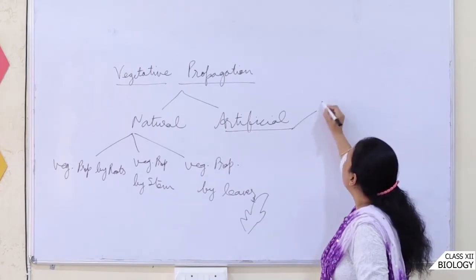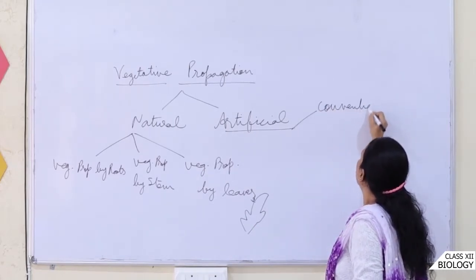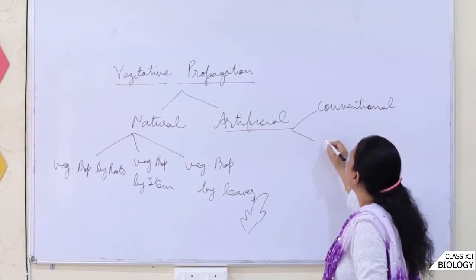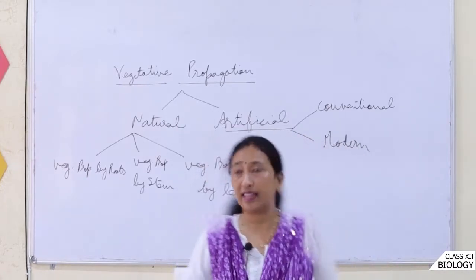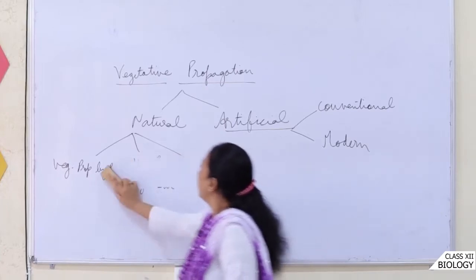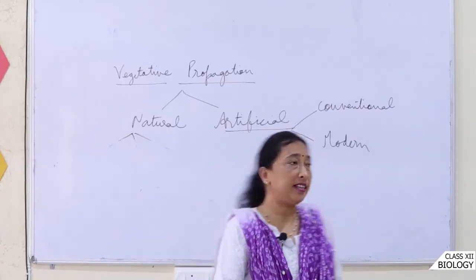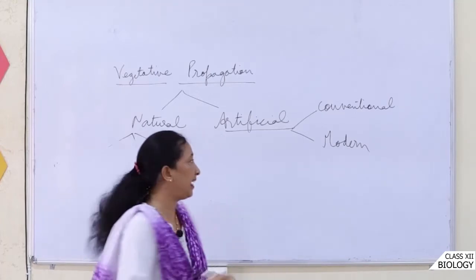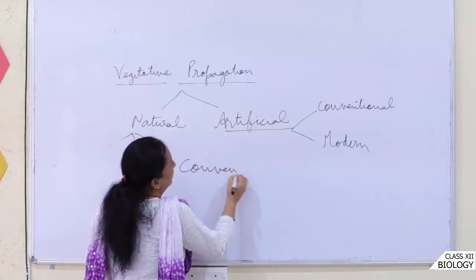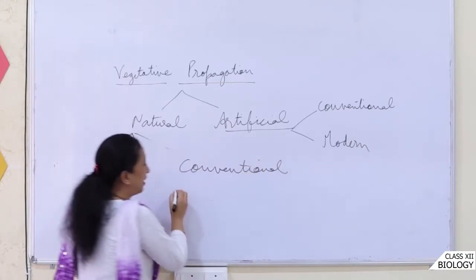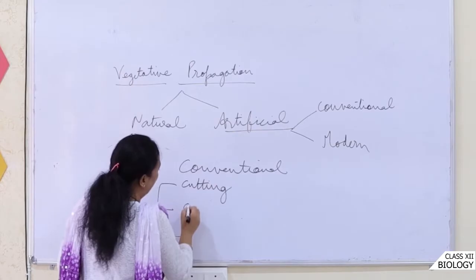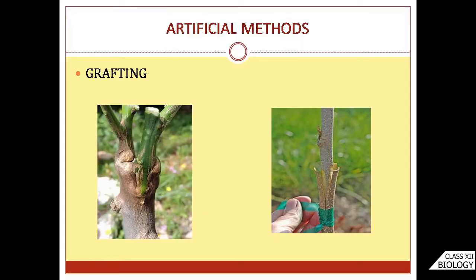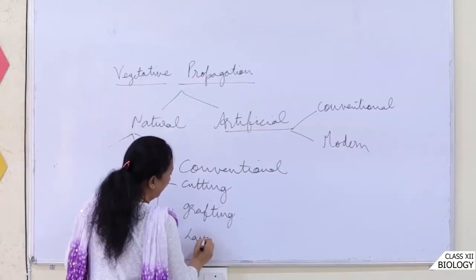One is the conventional method and the other is the modern method. In the artificial method also two methods are used. One is the conventional method and the other is the modern method. In the conventional methods, three types we have been following for so long, that is cutting, grafting and layering.